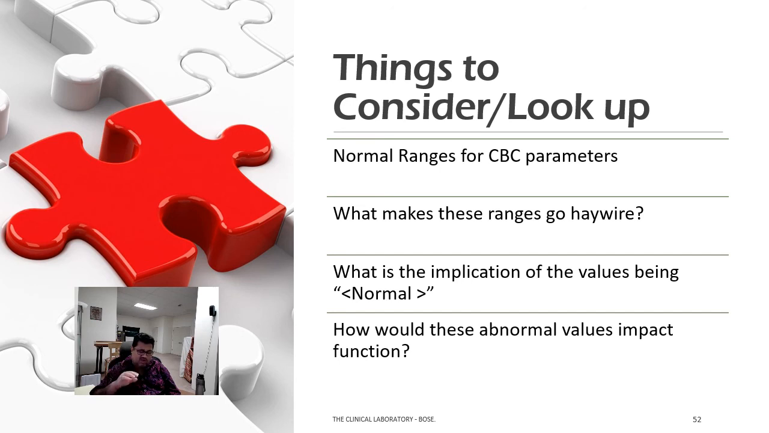But what we want to talk about is what makes these ranges go abnormal. Get a basic idea of that, and what are the implications of these values being abnormal. So how would these abnormal values impact the functioning of the patient?